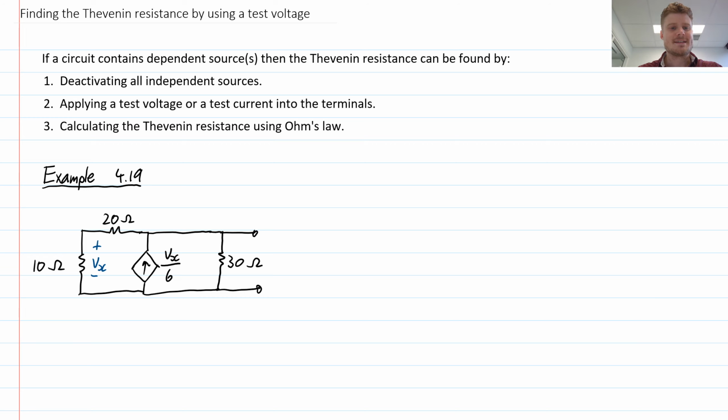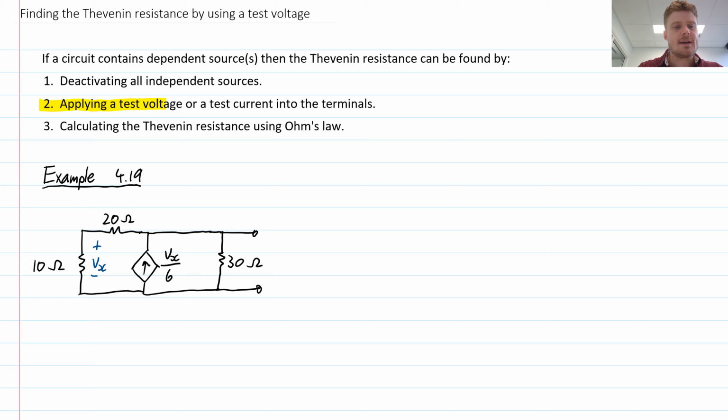So if a circuit contains dependent sources, then we have a little bit more work to do to calculate a Thevenin resistance using this shortcut approach. So what we can do is deactivate all the independent sources, but the dependent sources have to basically stay online and stay connected. So once we've done that, we'll end up with a circuit that contains some dependent sources.